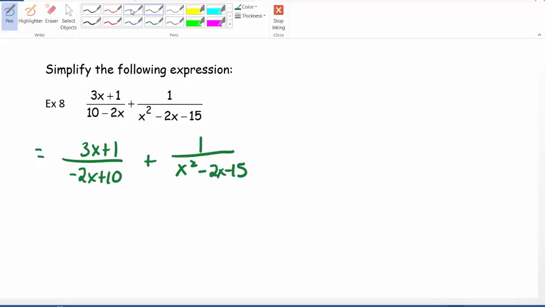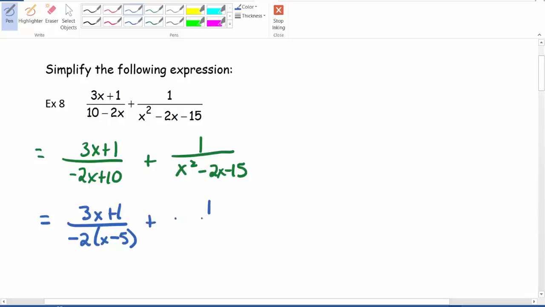Next, what we want to do is factor things out. On top, it looks like we can't break this down at all, so it's still 3x plus 1. On the bottom, we can pull out a negative 2 or a positive 2. In this case, we're going to pull out a negative 2 times x minus 5, plus 1 over. Factoring this out, we end up with x minus 5 times x plus 3.